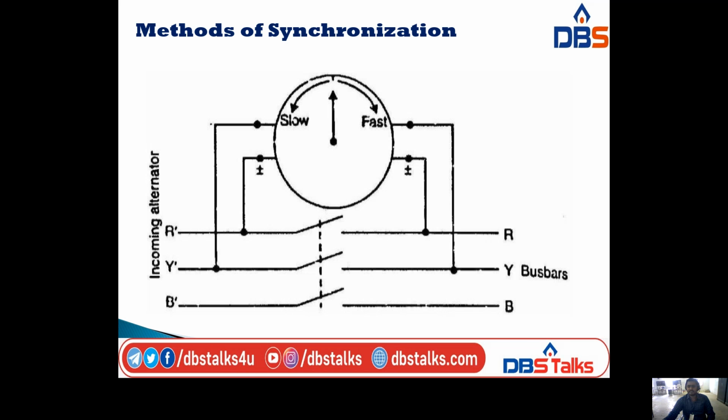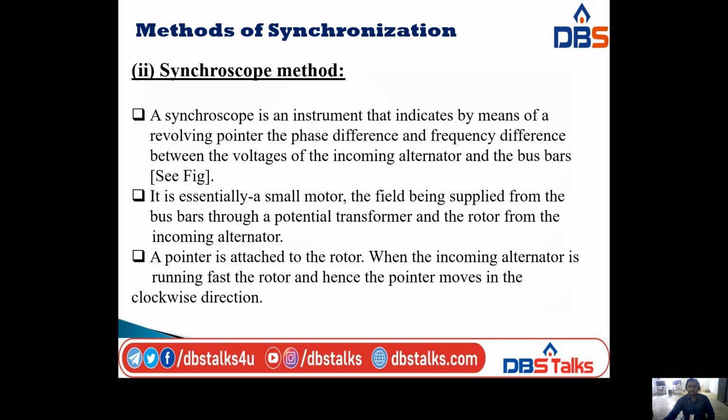The infinite bus bars consist of the phases R, Y and B, and the incoming alternator consists of the phases R dash, Y dash and B dash. Here it is essentially a small motor. So this synchroscope is essentially a small motor, with the field being supplied from the bus bars through a potential transformer and the rotor from the incoming alternator.